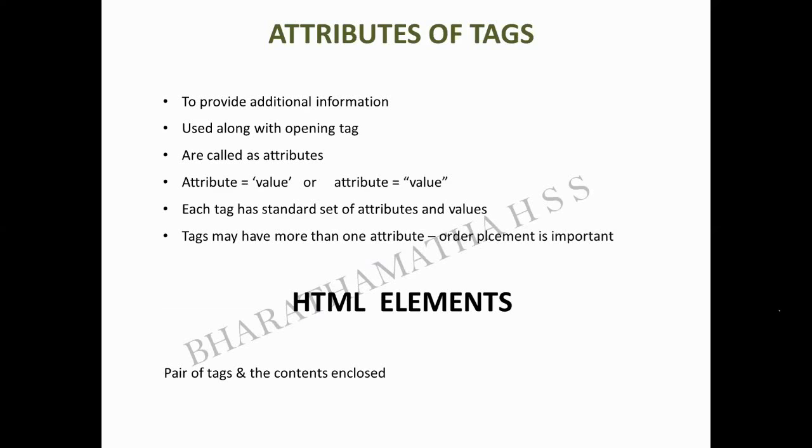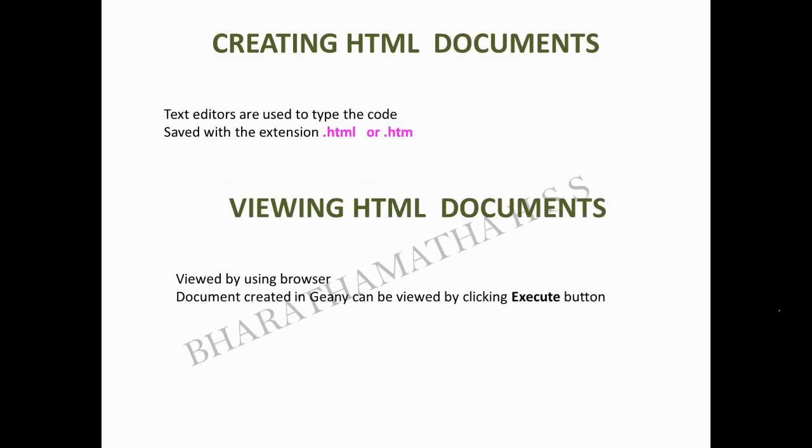For each and every attribute, there is a standard set of values also. You have to give those values either in single quotes or in double quotes. In different versions, it accepts in different ways. Okay. So each tag can have more than one attribute. And the order of placement is also very important.